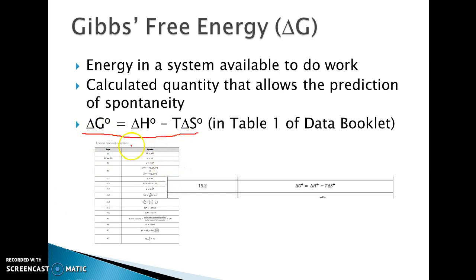It's in the data booklet. It's in table 1, and this is just a little blown up part to show you that it's in there. So it's not something you have to memorize, although I have seen it asked about on paper 1 when you don't have a data booklet, so it is a good idea to know it. But I think once you've used it 2 or 3 times, it pretty much sticks with you.